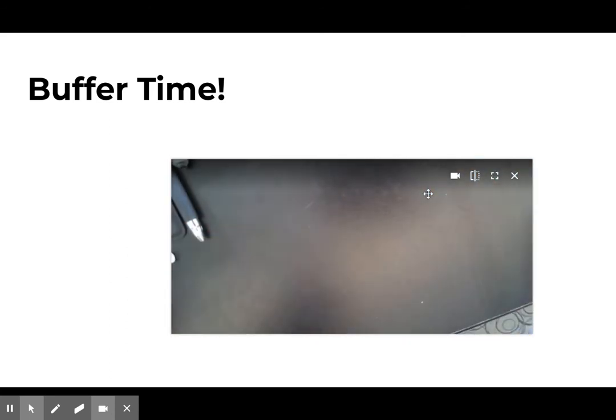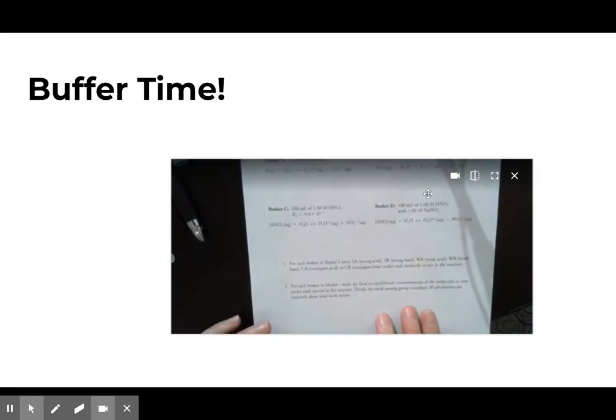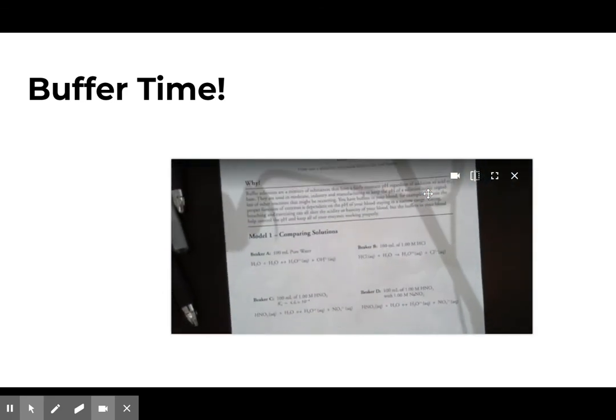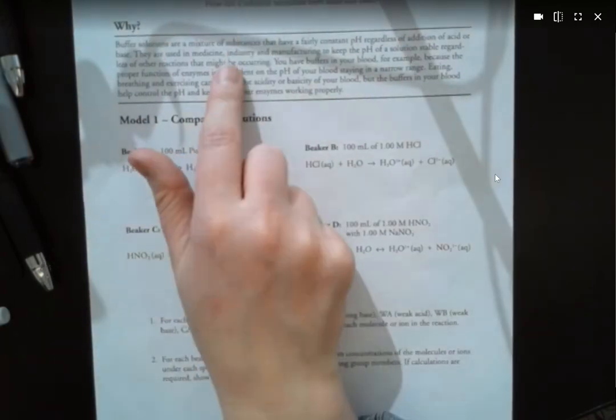So we are going to do some of this together, and I will pause the video. Okay, so let's talk about buffers really quickly, and let's make this nice and big. Okay, so hopefully you have this sheet, and I want you to take a second and read this and click when you're done. Okay, so model one, comparing solutions.